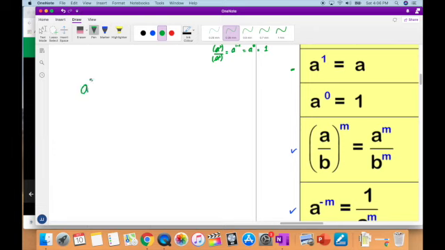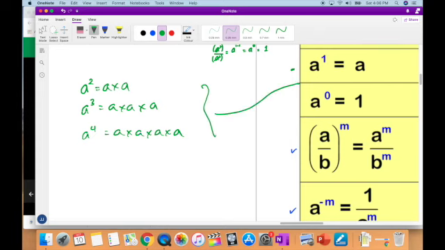You know that a squared is equal to a times a. You know that a cubed is equal to a times a times a. You know that a to the fourth is equal to a times a times a times a. So how can we use this to prove this? I know how to phrase it. You don't know how to phrase it.